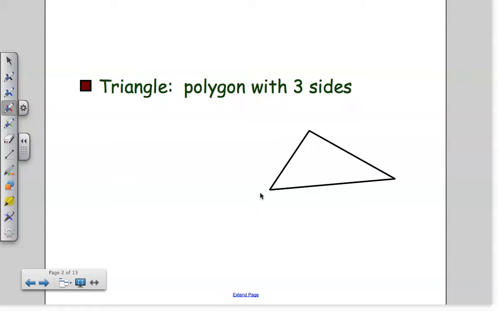And to label a triangle, we would put letters at the vertices. So I'm going to label each vertex here A, B, and C. And you can write that we have a triangle with a little triangle symbol, and I could write triangle ABC, or really any order as long as I'm going around that triangle and listing the three vertices.